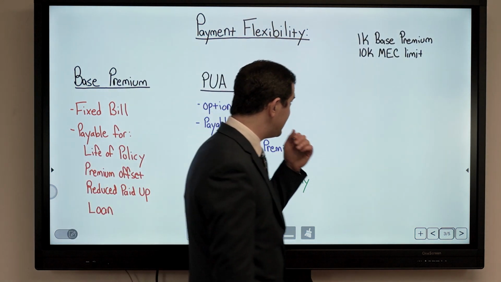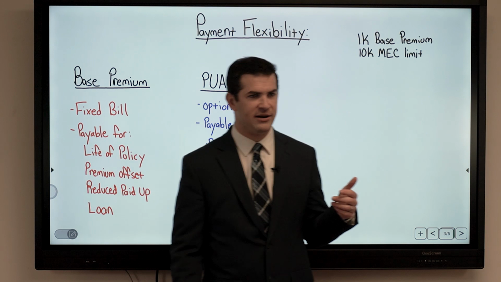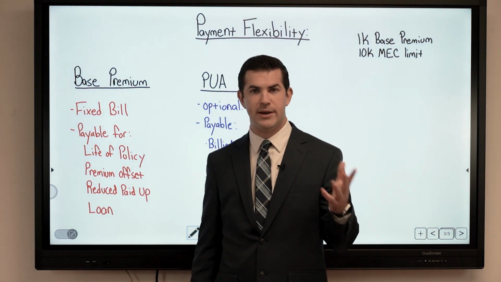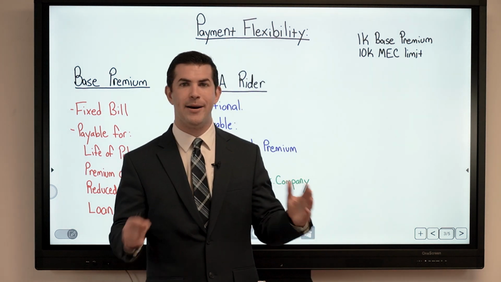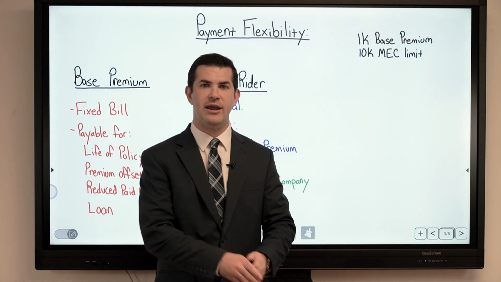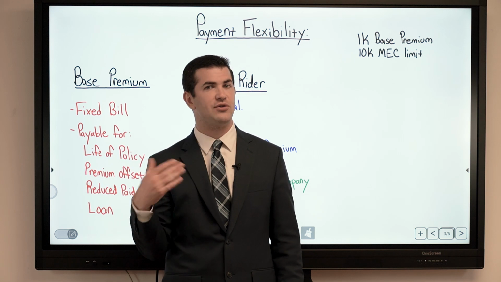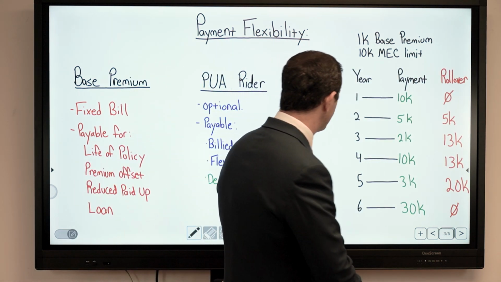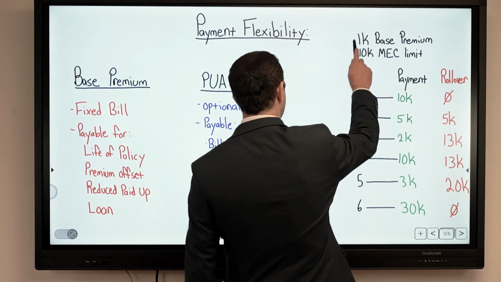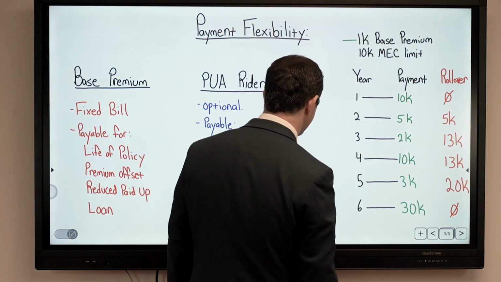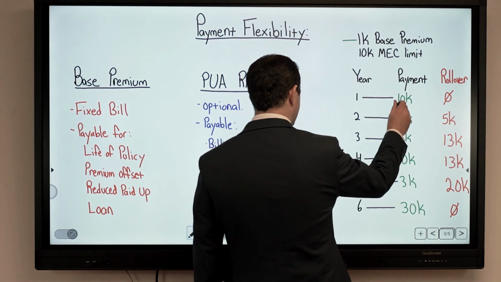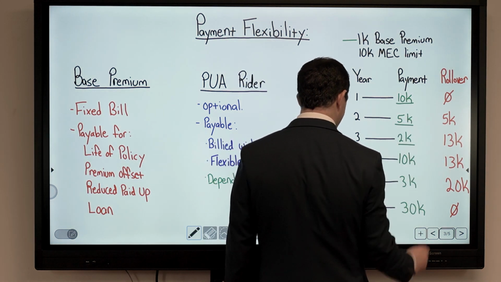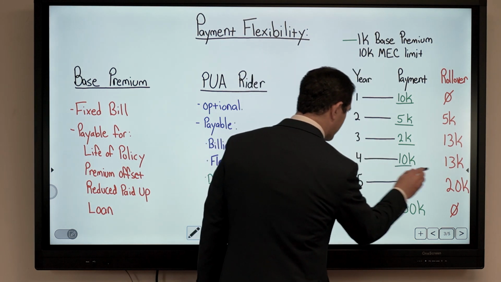So let's look at an example here. Assuming we have a policy with a $10,000 MEC limit and a $1,000 minimum premium. That allows me to commit to $1,000 and add up to $10,000 at my discretion. I could literally follow a schedule like this. Base premium, that would be my commitment, $1,000. Let's assume year 1, I paid in $10,000. Year 2, 5. Year 3, $2,000. You see year 4, another 10.